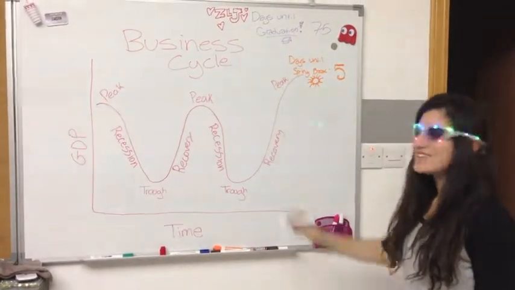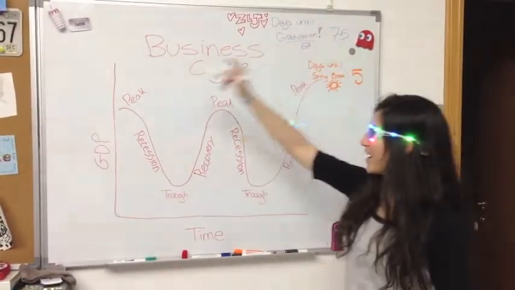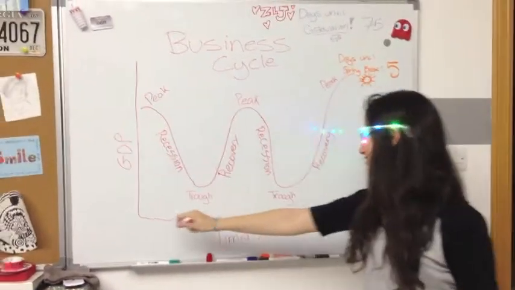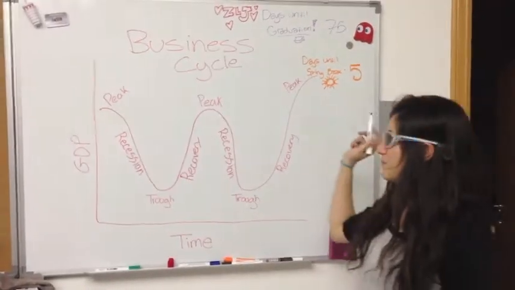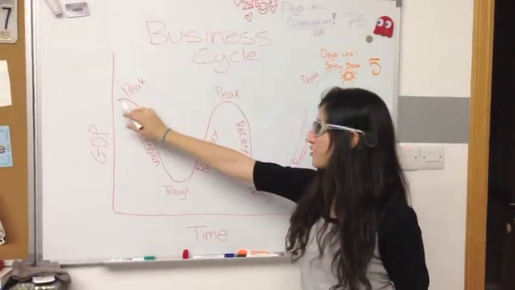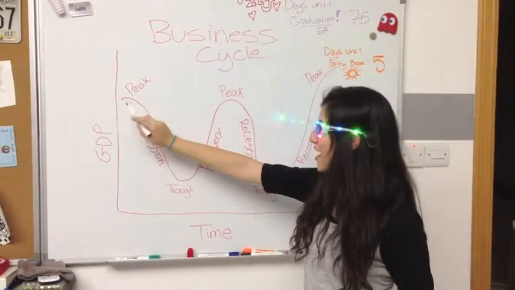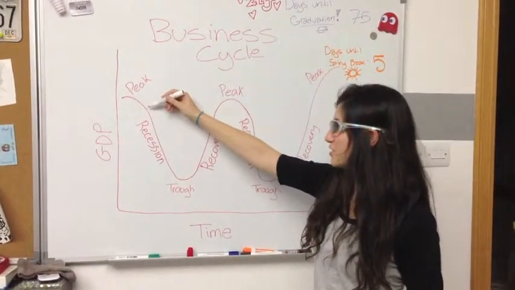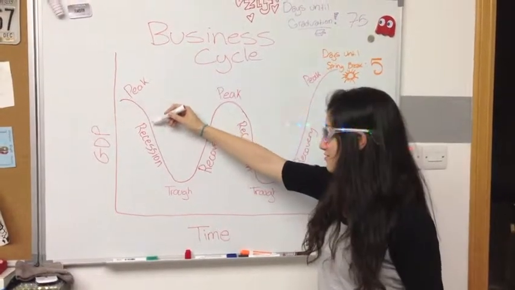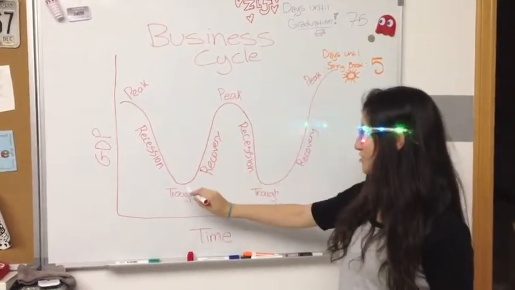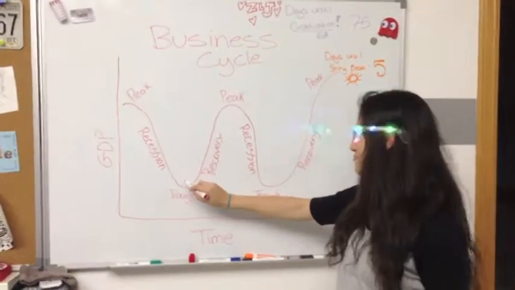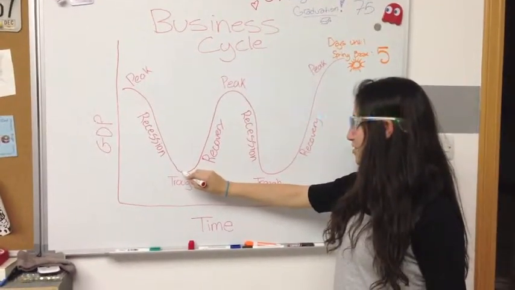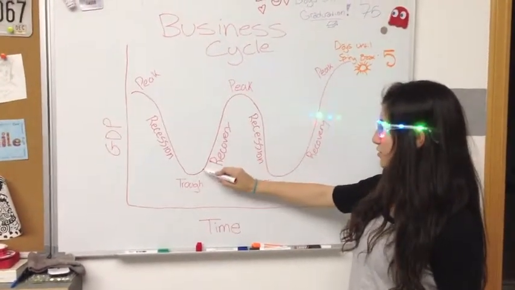Hi guys, so this is the business cycle. On this axis it's GDP, and this axis it's time. So when the economy is doing really well, it's at its peak, or you can call it inflation. And after it reaches its peak, when the economy starts going down, it's called a recession. So when it goes down, it reaches a trough, which is pretty much rock bottom for the economy.